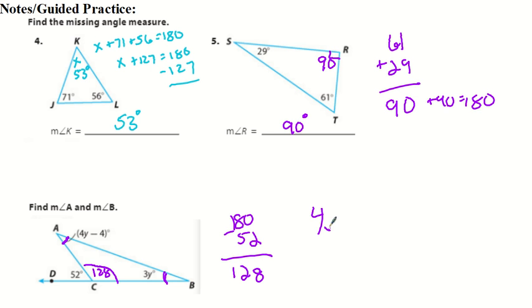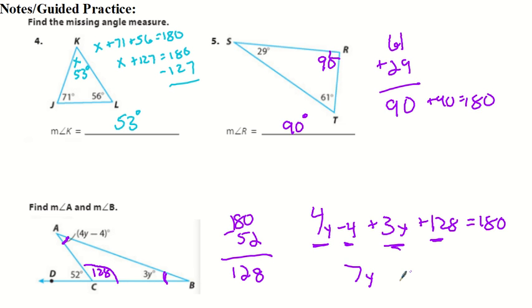It's an equation. If I take the angle of 4y minus 4, and I add it with the angle of 3y, and I add it with the angle of 128 degrees, all of those angles have to equal 180. Now I can solve my equation. So I can combine my like terms to make 7y. Negative 4, positive 128, I can combine those to make 124 equals 180.